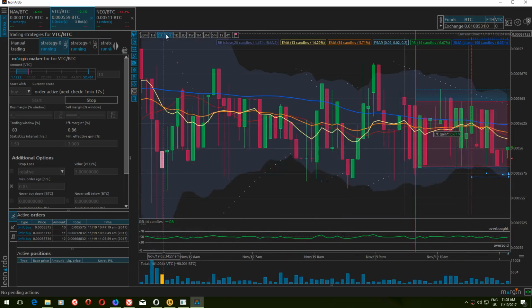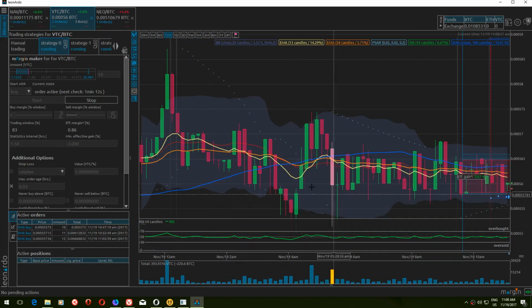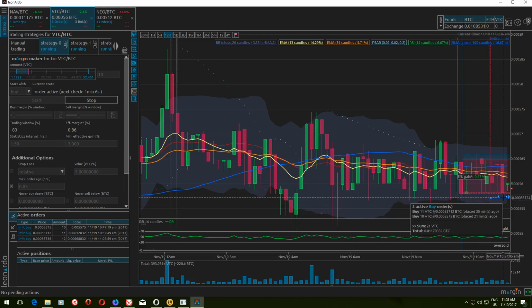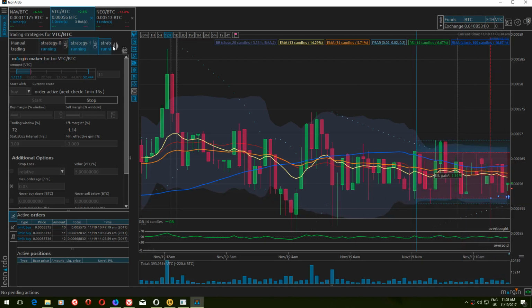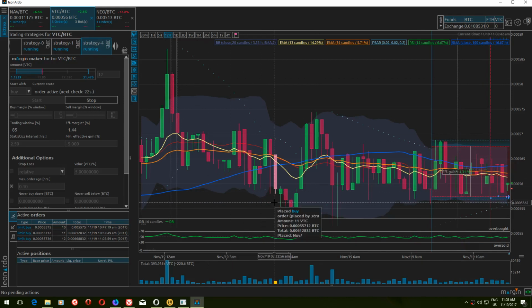And I'm doing that on VTC because it seems to be going sideways right now. And so the RSI indicator is not overbought or oversold. I have different values for my strategies. The idea is that if it goes up a lot or goes down, I try to average out the profit. Another interesting thing about Leonardo is that when you set up your margin, it tells you what your potential gain is, and this includes your fees.